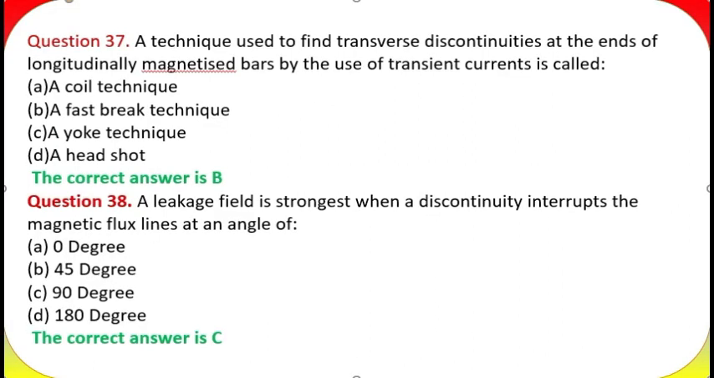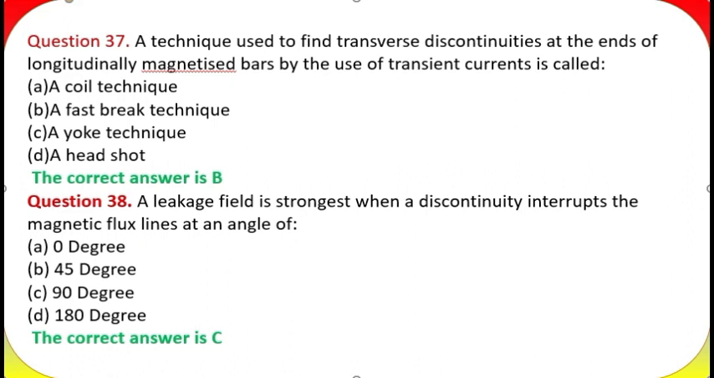Question 37. A technique used to find transverse discontinuities at the ends of longitudinally magnetized bars by the use of transient currents is called A. A coil technique. B. A fast break technique. C. A yoke technique. D. A headshot. The correct answer is B.